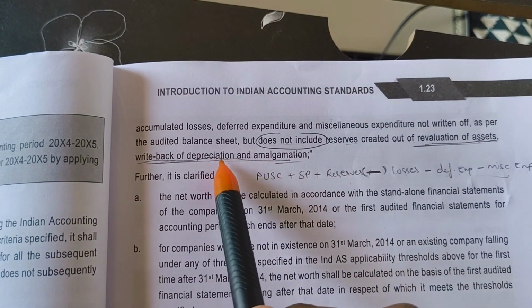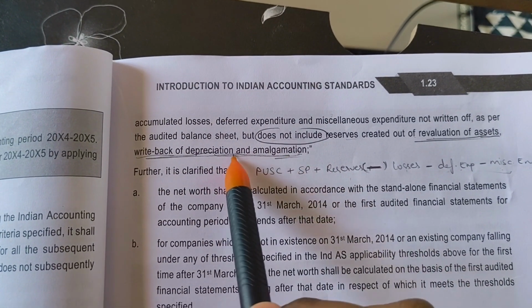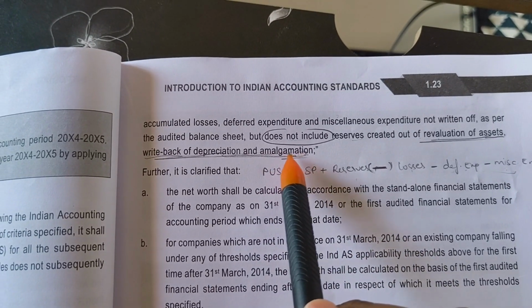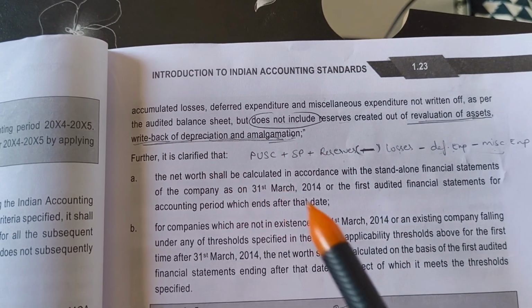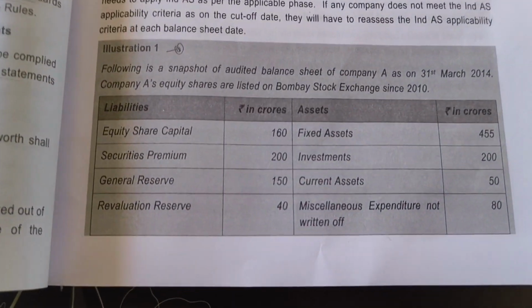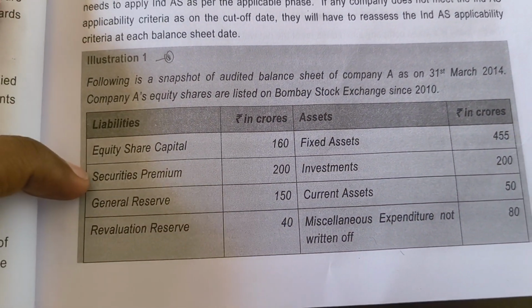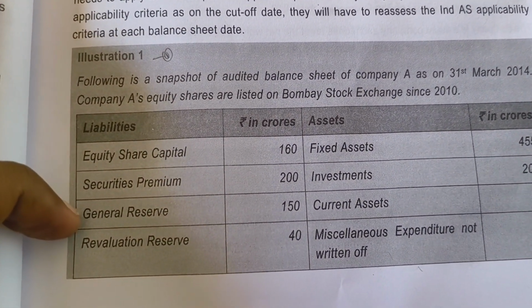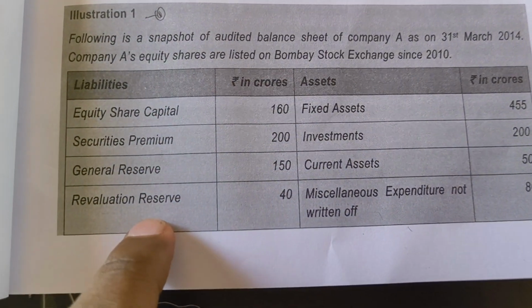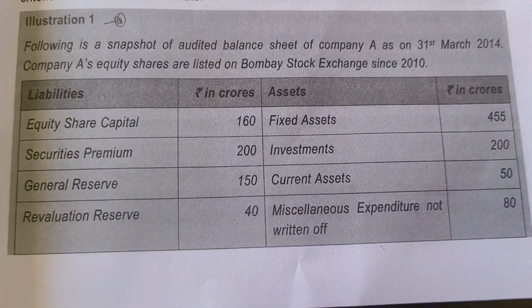Okay, so these are not the profits we have earned in the process of business, so we should not include this. You have to remember this. I forgot to tell you there. So paid up share capital plus securities premium plus general reserve, we should not include this. No minus, no plus, nothing. And we'll come to this page.